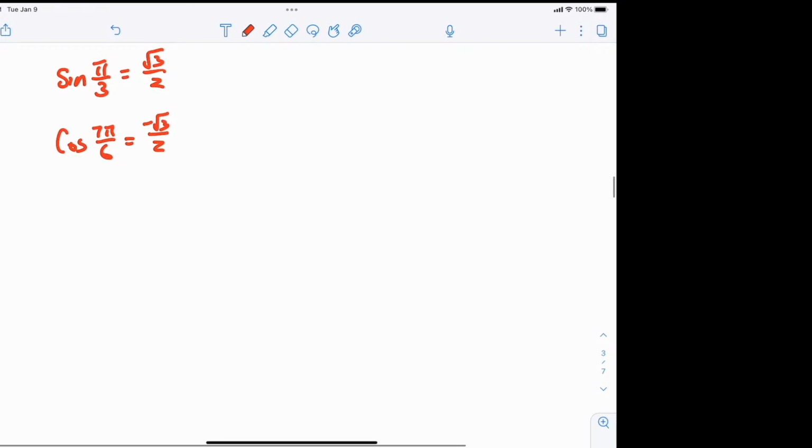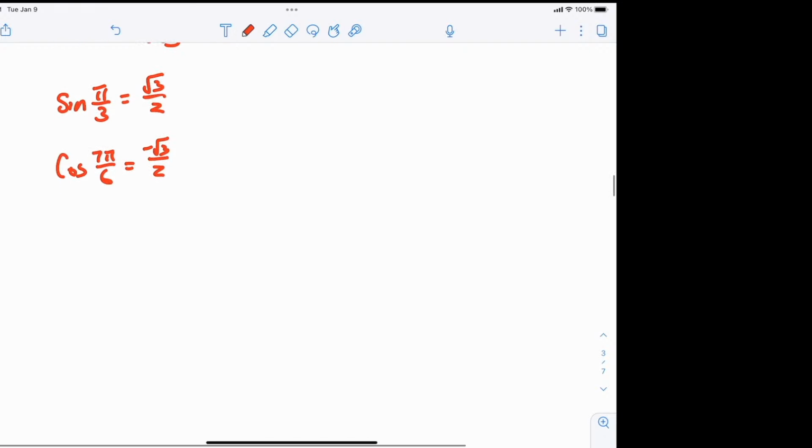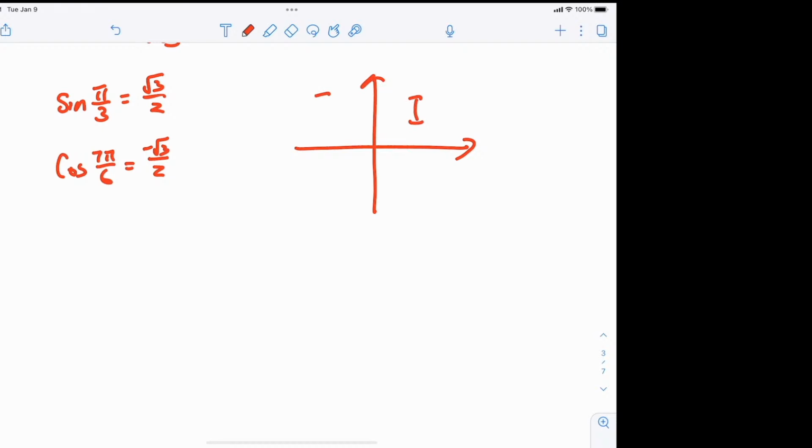By the way, some of you guys still don't know your quadrants. That's kind of scary. Your quadrants should be labeled 1, 2, 3, 4. So it's a C. That's what cosine of 7 pi over 6 is: negative square root 3 over 2.